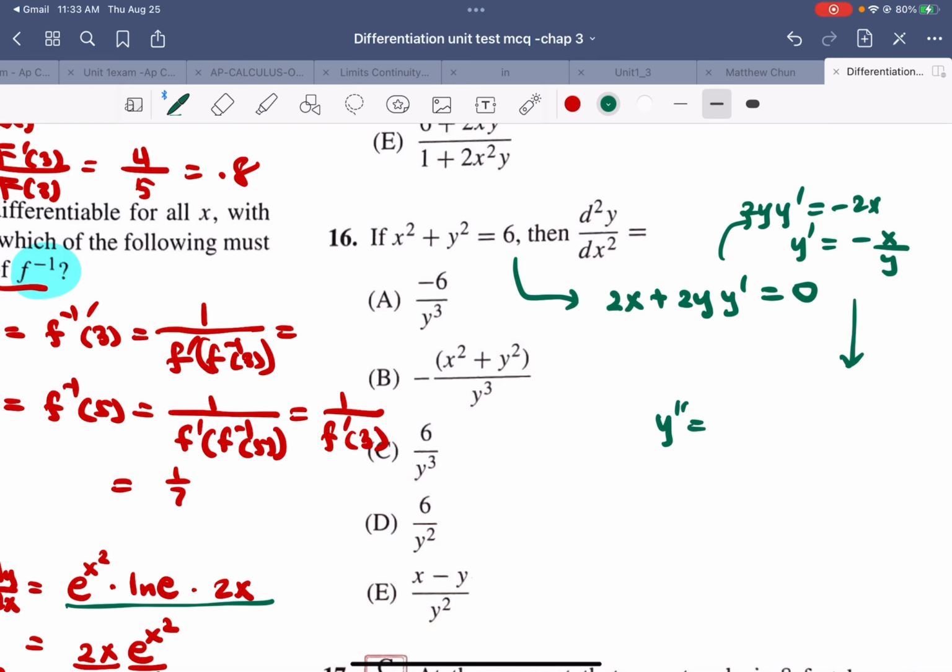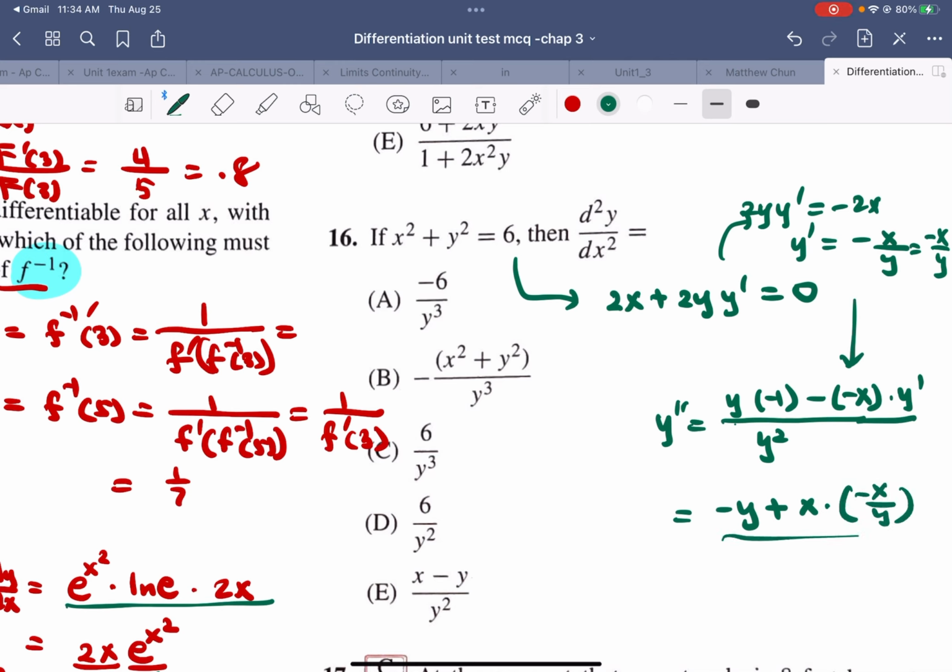So the second derivative is, okay, I look at this, negative x over y. So y squared, low d high, minus high d low. Okay. Now I need to substitute y prime there. So negative y plus x times y prime, where y prime was negative x over y, over y squared.